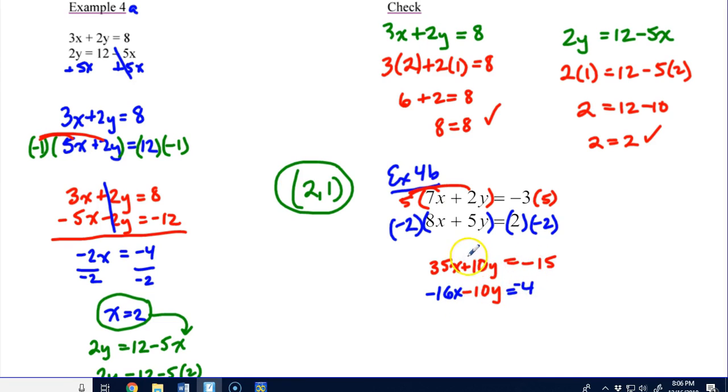And I know you can take it from there. These will add to 0. Those will add up. You'll have what? 19x equals negative 19. X is negative 1.